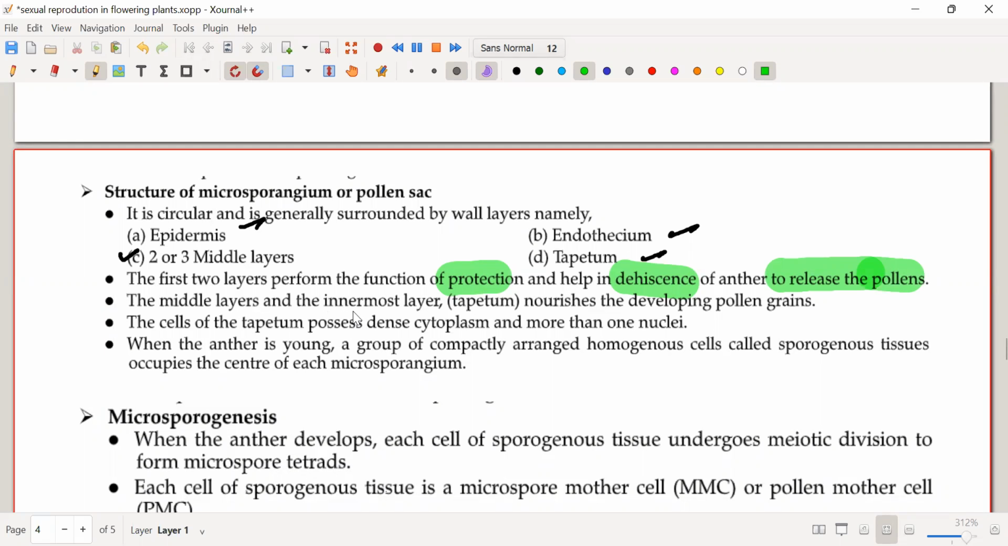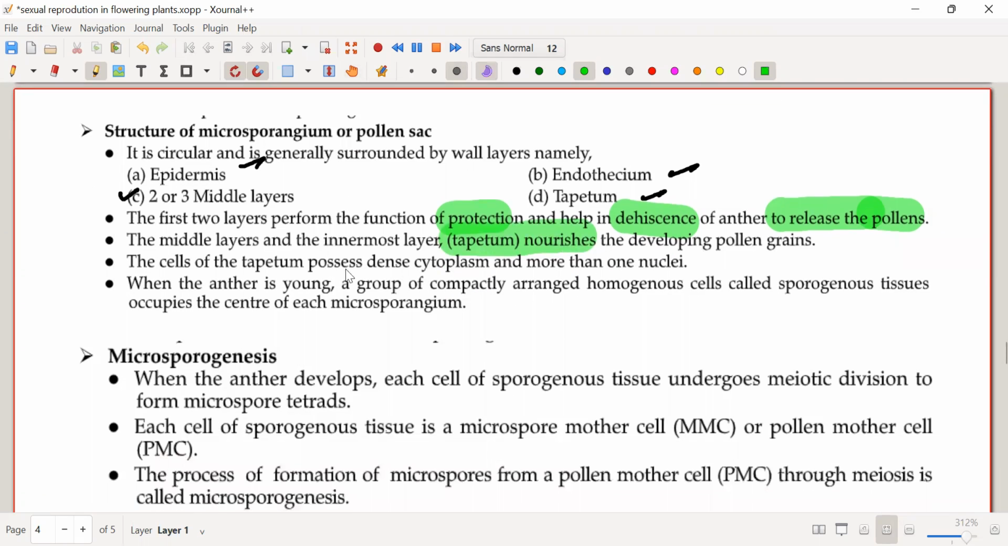Sorry, the middle layer and the innermost layer, tapetum, nourishes. What's the role of tapetum? Tapetum nourishes the developing pollen grains. The cells of tapetum possess dense cytoplasm and more than one nucleus.